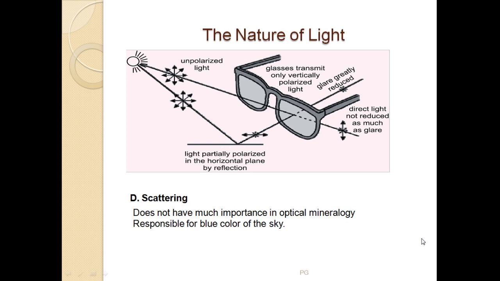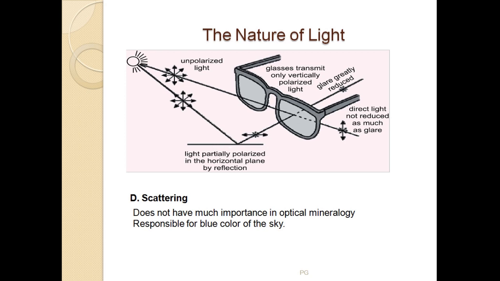This property of polarization due to reflection is used in preparing sunglasses. Like when sun rays bounce back from surfaces like lakes or pavements, they are horizontally polarized, and our sunglasses only allow the vertically polarized light to pass through, so it greatly reduces the intensity of the reflected light coming out of the surface.